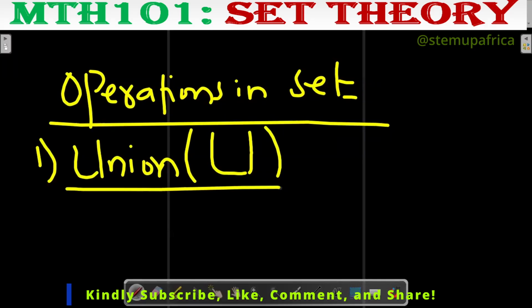So what is the union of sets? Normally, union means two or more people coming together. It's commonly used in marriage. When two people come together, it is what we call a union, right? So the union of two sets means two sets of elements coming together.